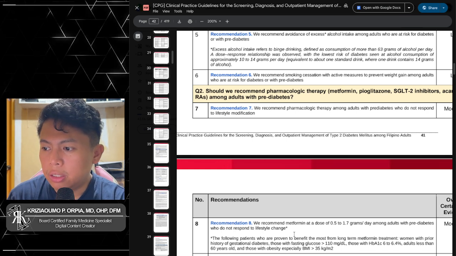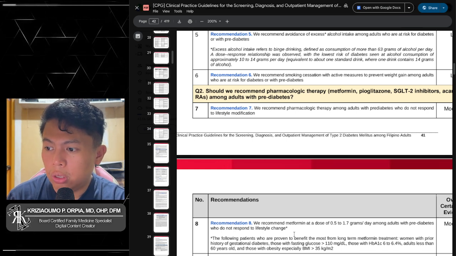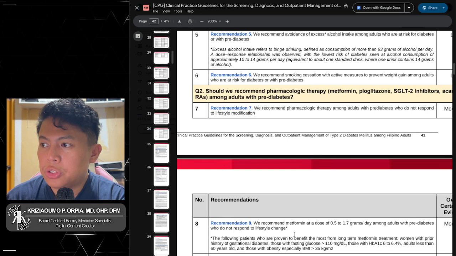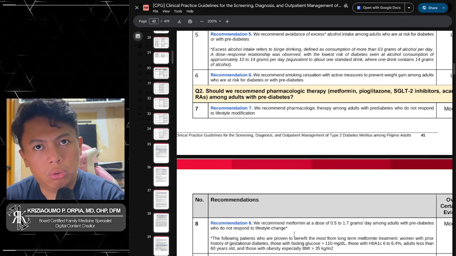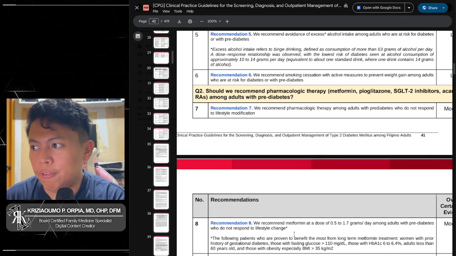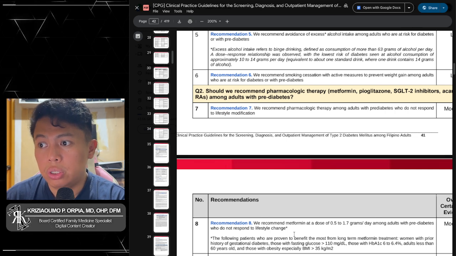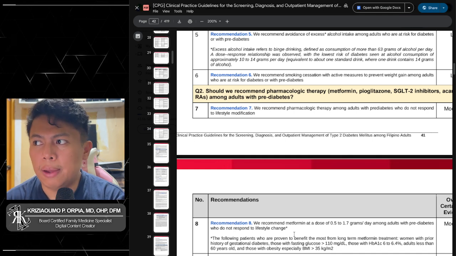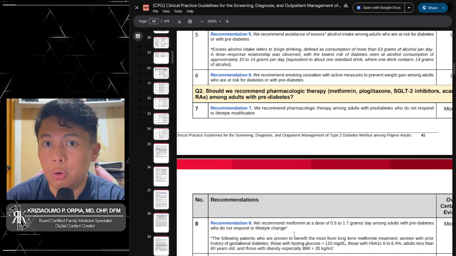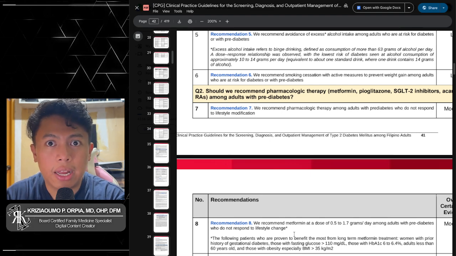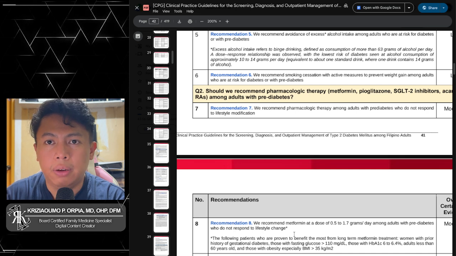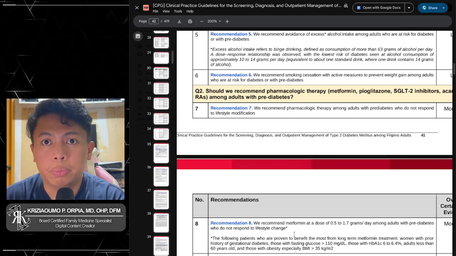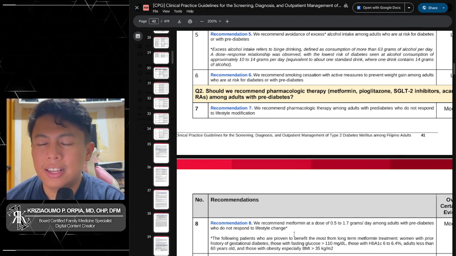Now, nabanggit niya rin dito, you could use other medications, especially kung hindi nila matotolerate yung metformin. So, other medications na nabanggit is an SGLT2, either empagliflozin, dapagliflozin. Okay, you could use them also as a medication for pre-diabetes. Si EMPA, I think it has 10 milligrams, the lowest dose. You could also use that. Okay? Pero again, the hallmark here is lifestyle change, then support it with medication.